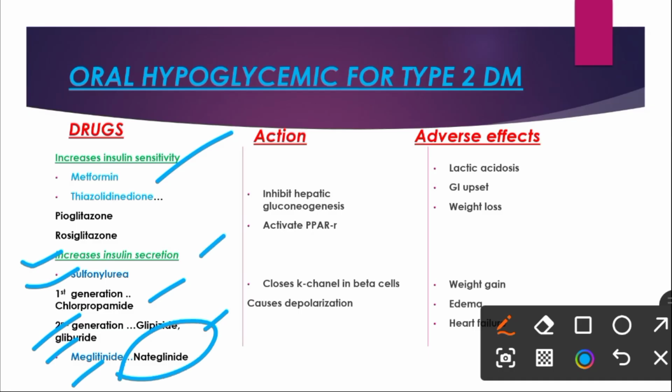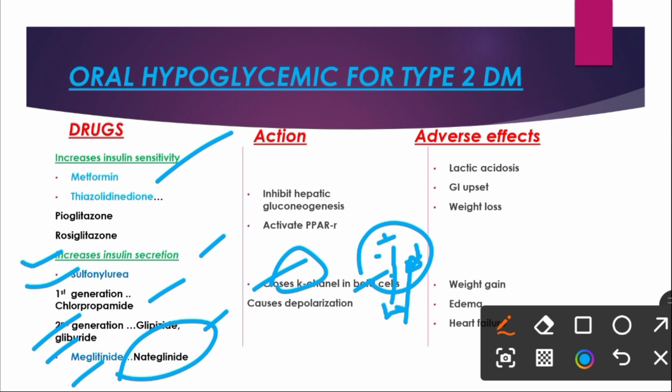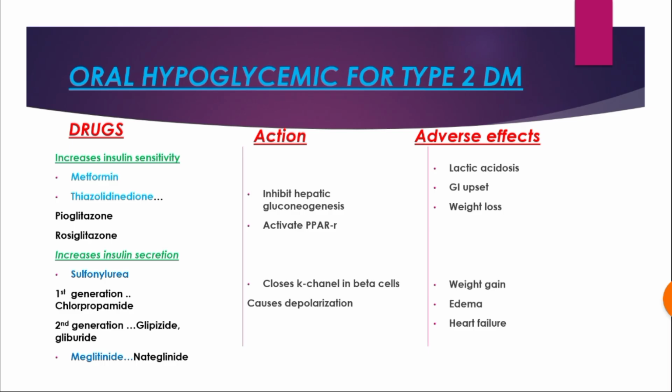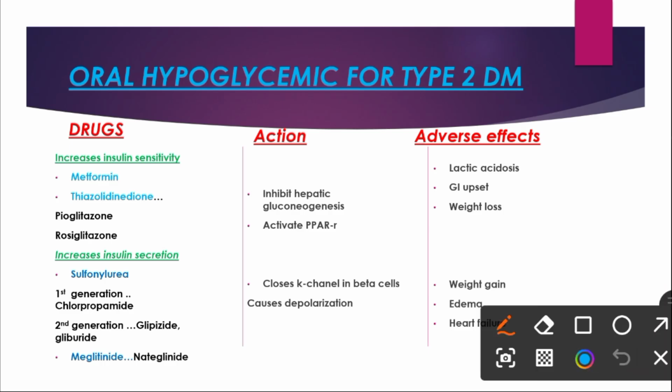These drugs cause the closure of the potassium channel in the beta cell. So when the potassium channels are blocked, potassium is a positive ion, and the positive ion is collected inside the cell. So they cause the influx of calcium ions, and there will be calcium dependent release of insulin from the pancreatic beta cell. So these drugs cause the release of insulin, but the adverse effects of these drugs include weight gain, edema, and heart failure.